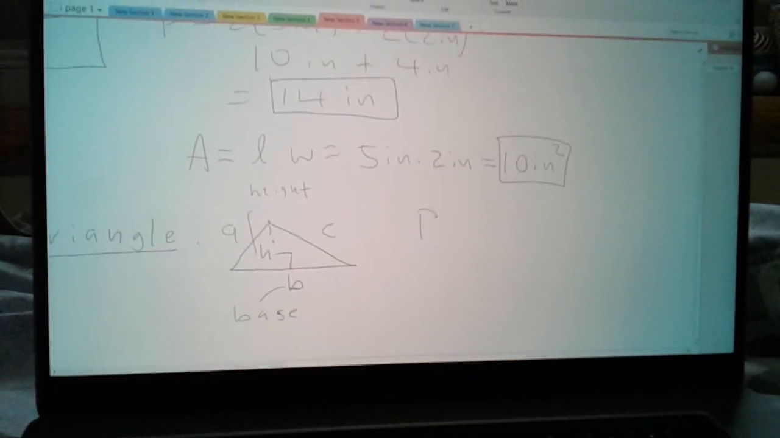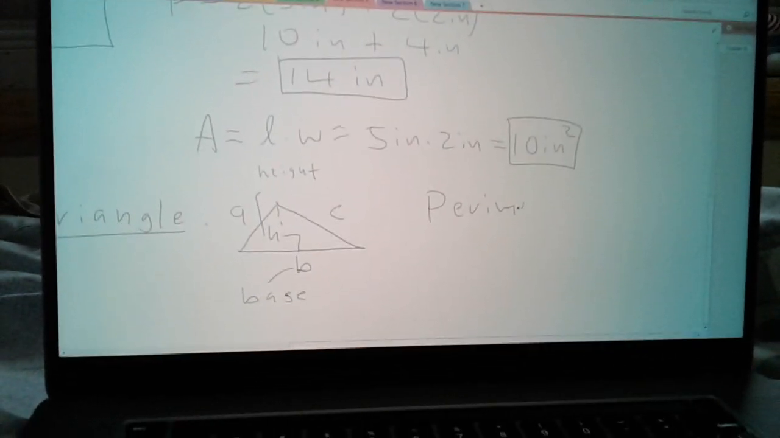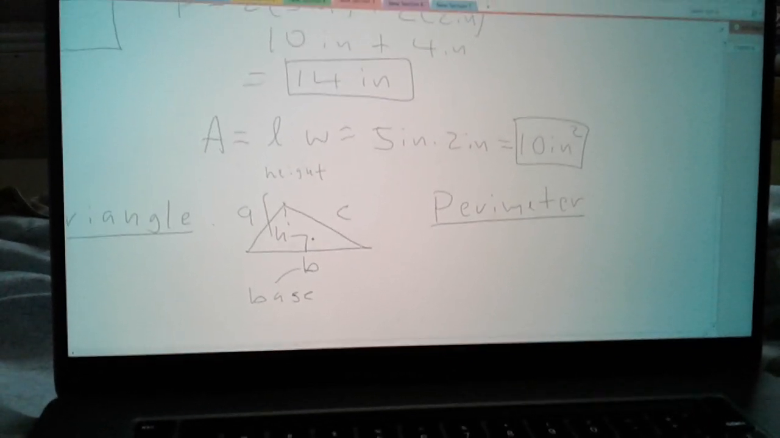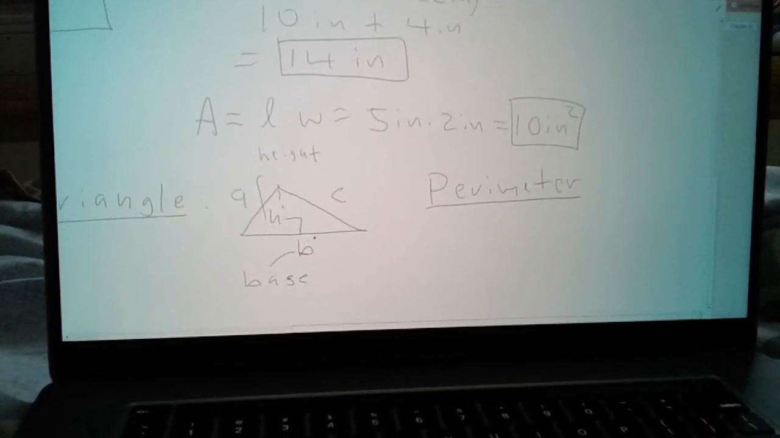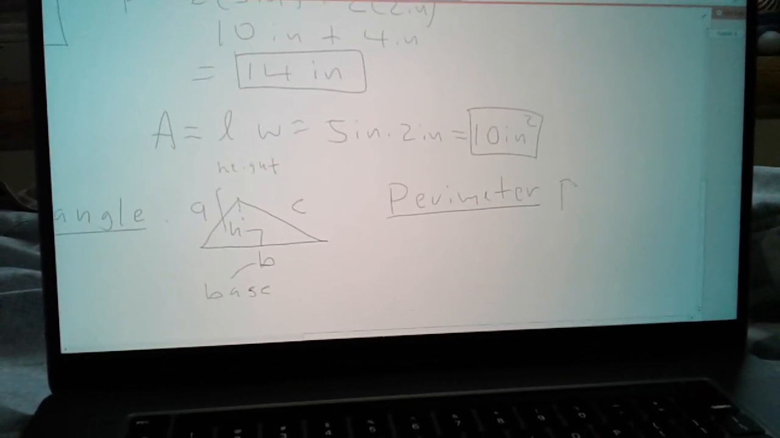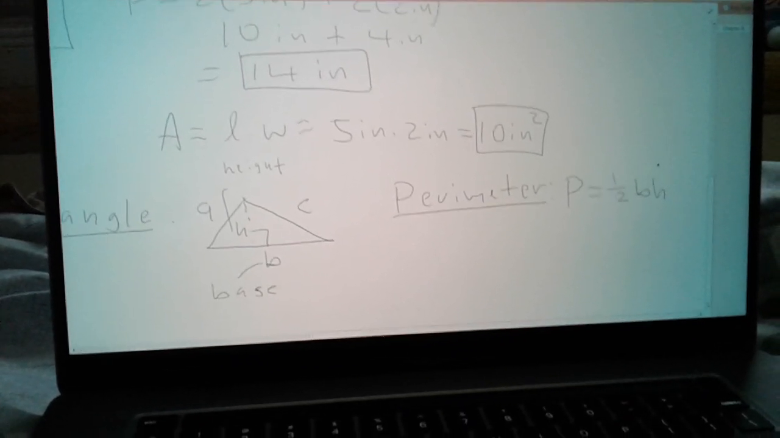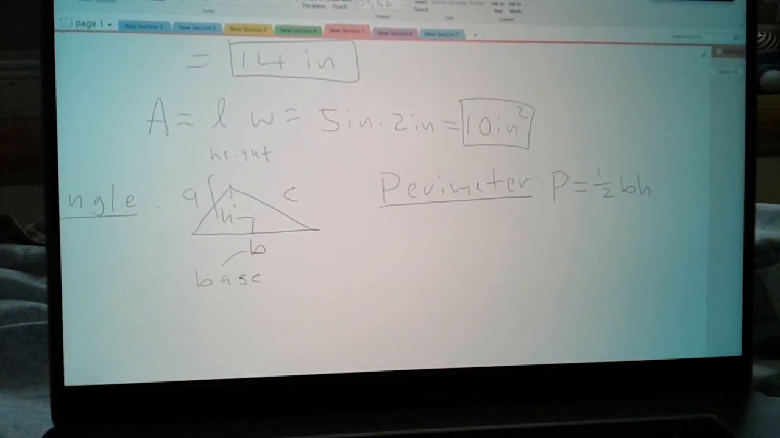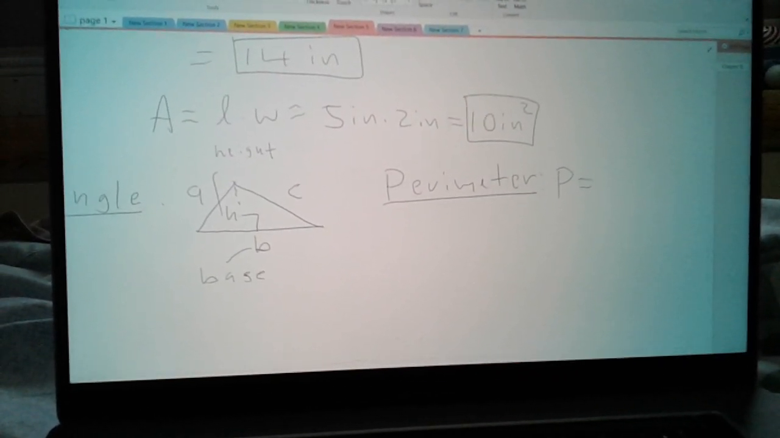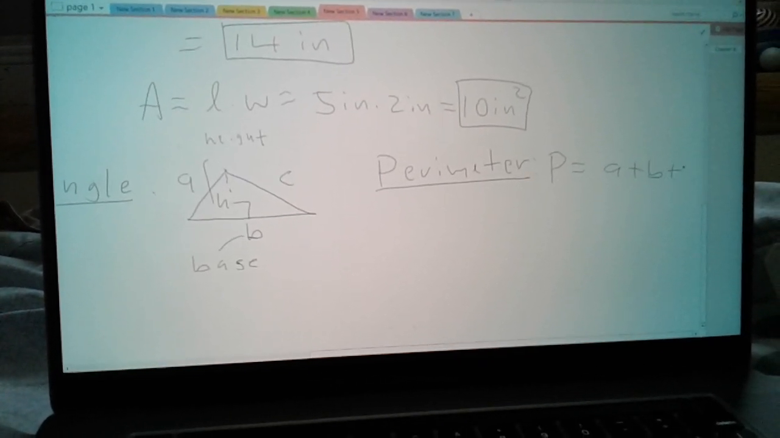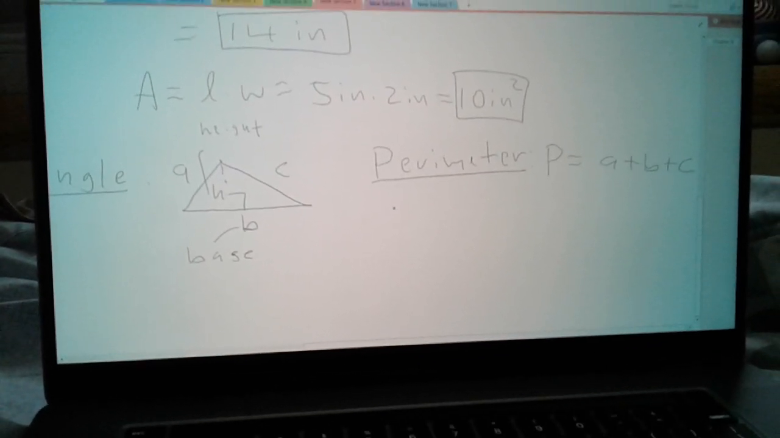So the perimeter is really easy. There's no specific formula. You just have to add up all the sides. So you have A, B, and C. It's the distance around the figure. So the perimeter is just going to be 1/2 times the base times the height. Or I mean, that's the area. So it should just be A plus B plus C.